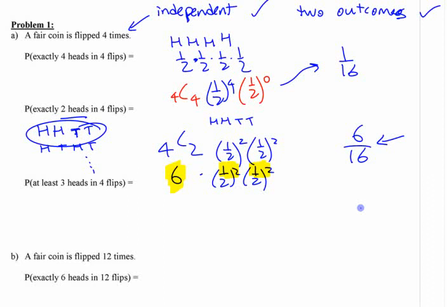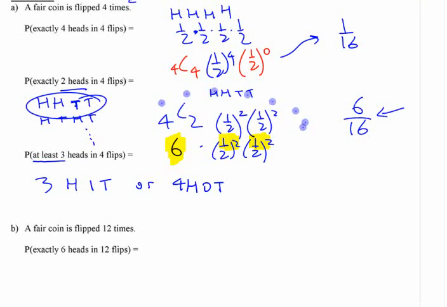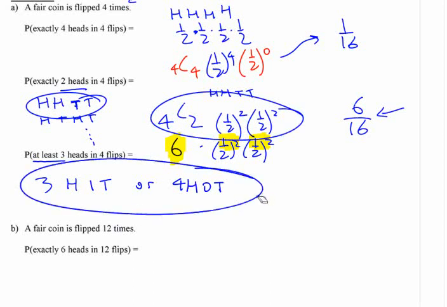At least 3 heads. Yeah, this we have to think of as, what does that mean? It means there could be more. At least 3: 3 heads and 1 tail, or 4 heads. You can put in 0 tails too if you want. What's the probability for each of those? Can we do one of these calculations for this all together?